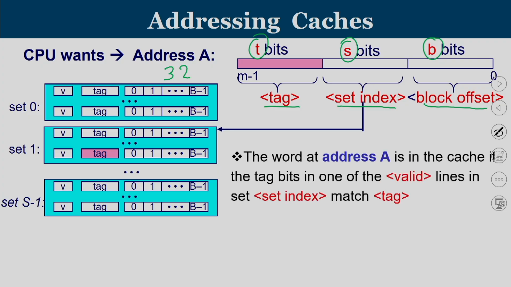Now, the word at address A is in the cache if the tag bits in one of the valid lines in the set index match with the tag. Like I have already mentioned, your cache memory has blocks of data. Now, for each block we have a few bits, let us say a 15-bit or a 20-bit tag.